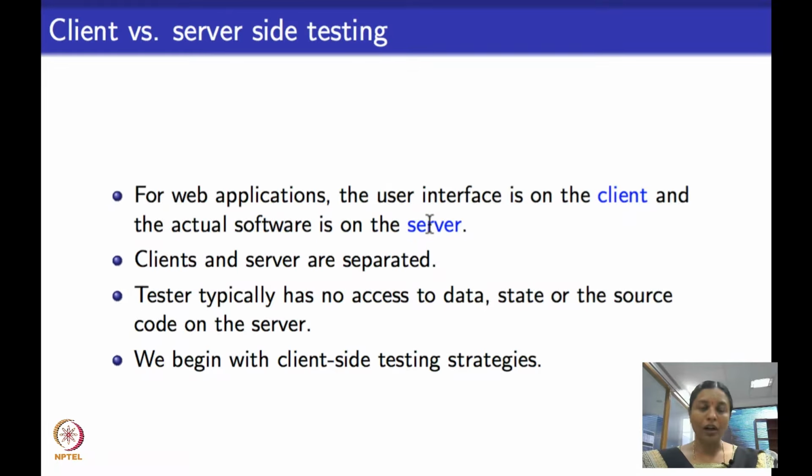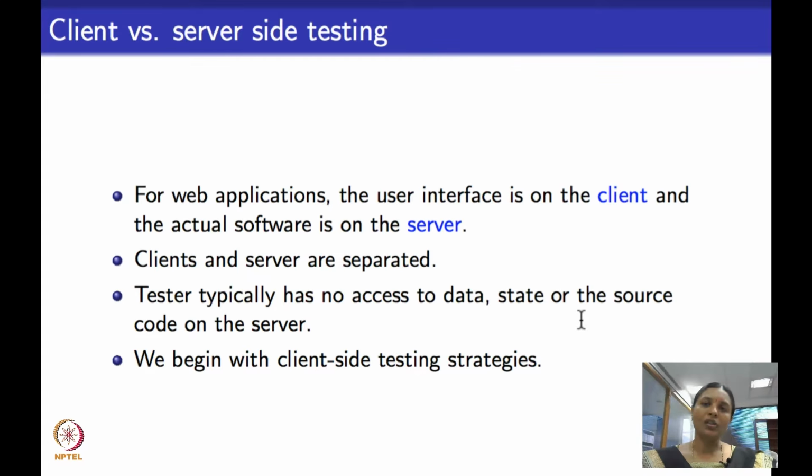Clients and server are separated geographically, the software, everything is separated. The tester typically has no access to the data directly on the server. That's a lot of data on the server. The tester doesn't know the state of the server, and typically a black box tester for system level testing of web applications doesn't have access to the source code that is present on the server also.